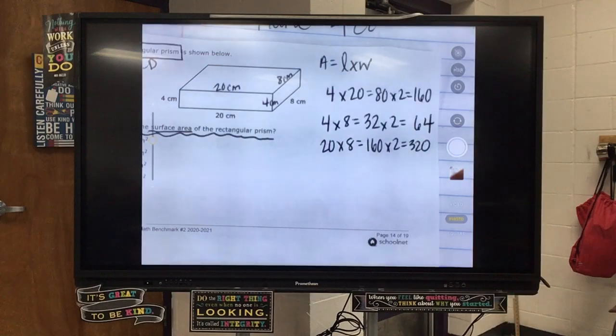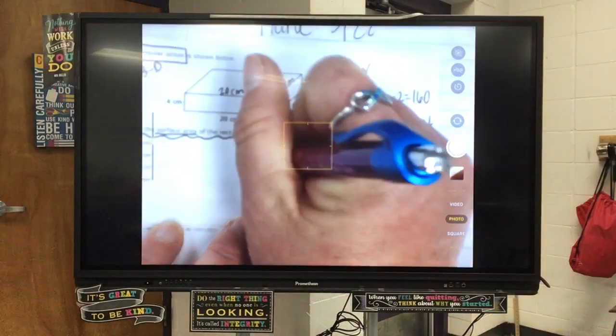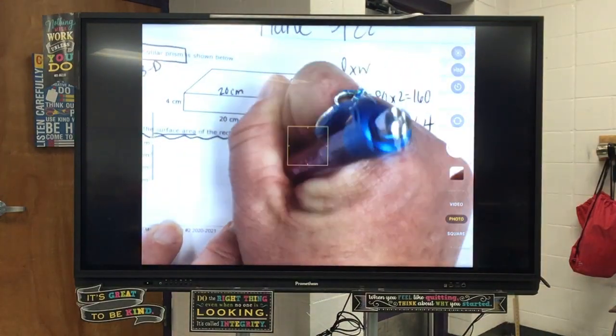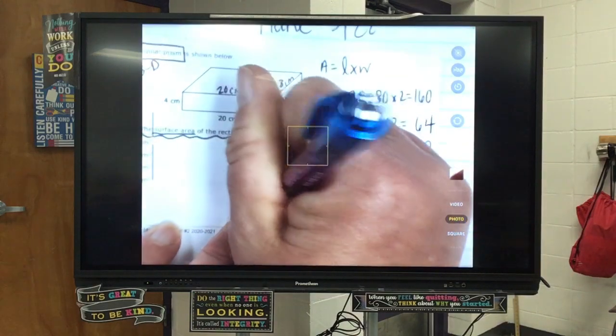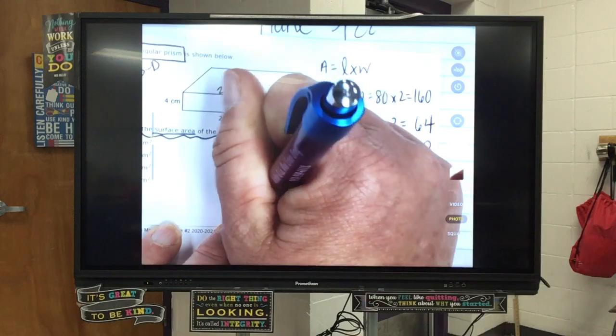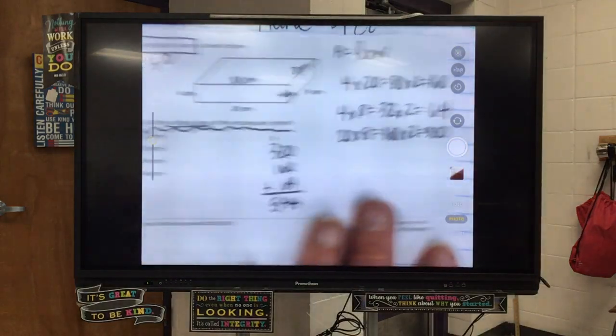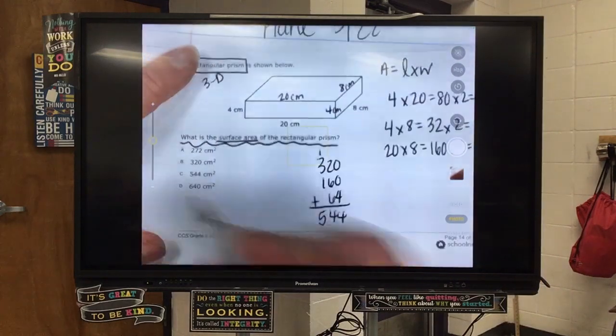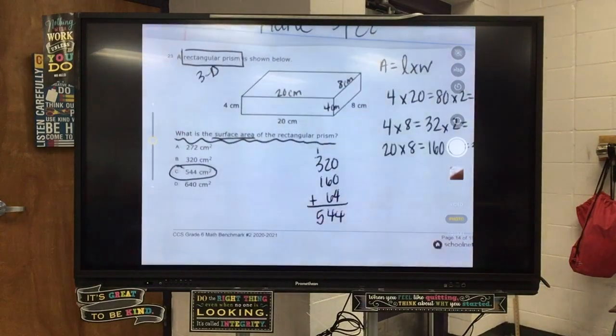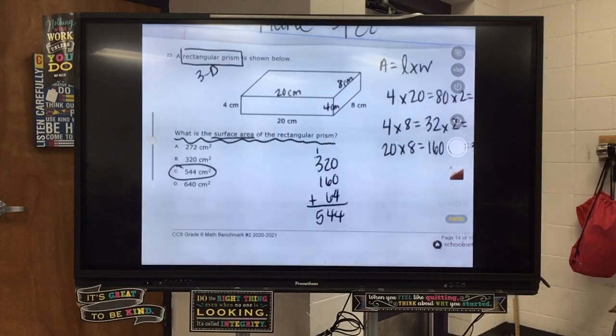All right, so what do we do with 160, 64, and 320? What do we do with those 3? Sophia? All right, so then what should your answer be? Abby? C. Give me a thumbs up if you got C as the correct answer. Okay. If you did not get C as the correct answer, do you see where you went wrong?